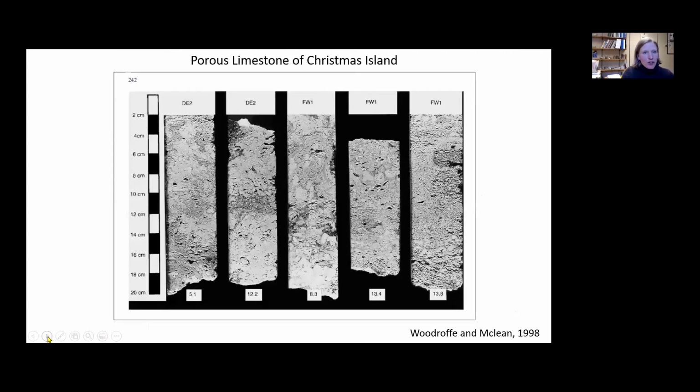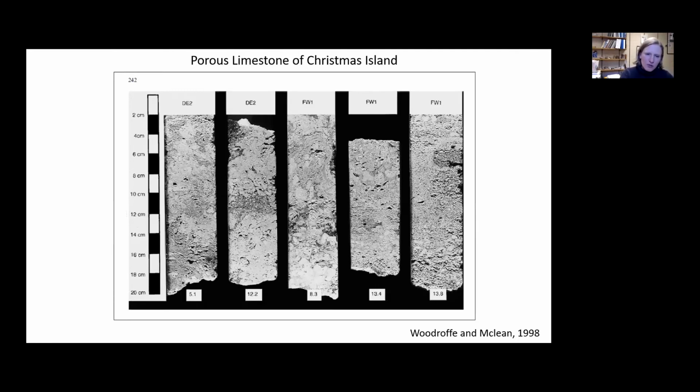Now that boundary fluctuates a little bit. And here's a good idea about why that is. These are core samples from the very porous limestone on Christmas Island. Now, again, I'm switching back and forth between islands because there just isn't that much data. So I'm trying to pull examples from relevant places where it exists.